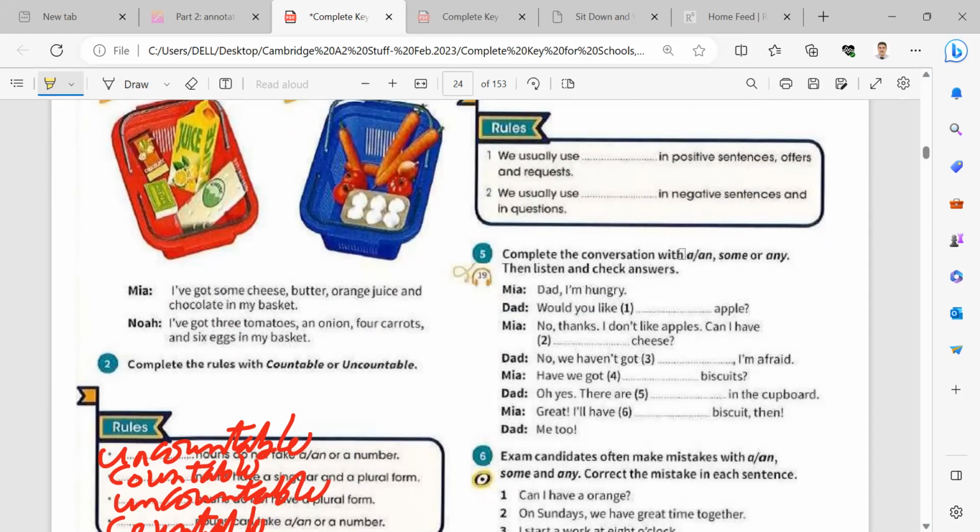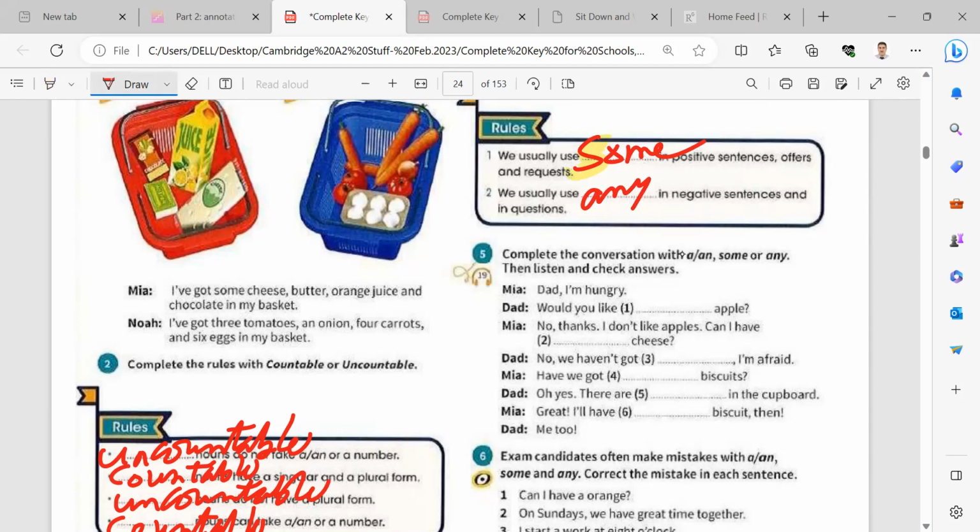So please, the rules box, Nawaf, write some or any. In the positive, we use some. Yes. So if it is positive or affirmative, we use some. We usually use any in negative sentences.